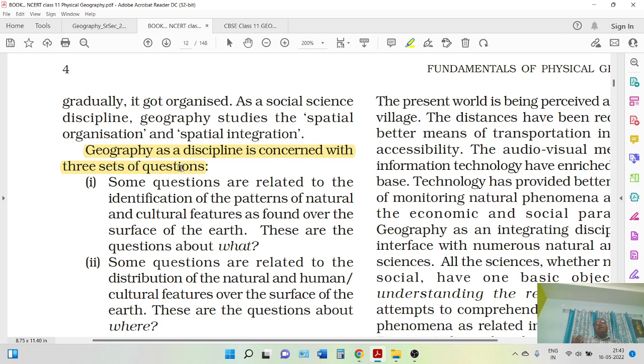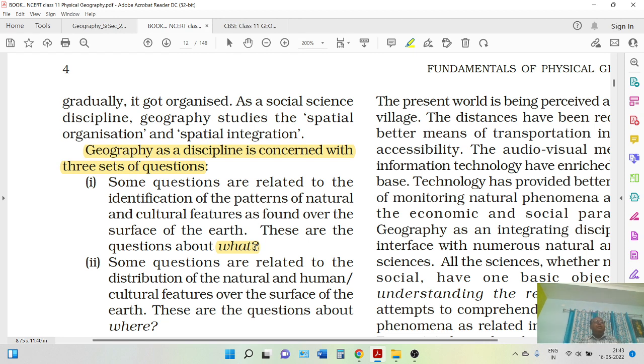So many times geography is considered a social science because geography takes these factors into consideration, and many times geography is considered a science because when geographers analyze these factors, they analyze them very logically. Okay, so when you analyze, what three sets of questions usually come? The first question is about what. Some questions are related to the identification and patterns of natural and cultural features.